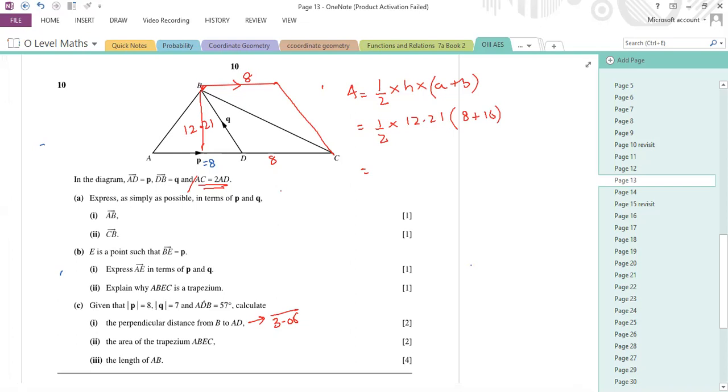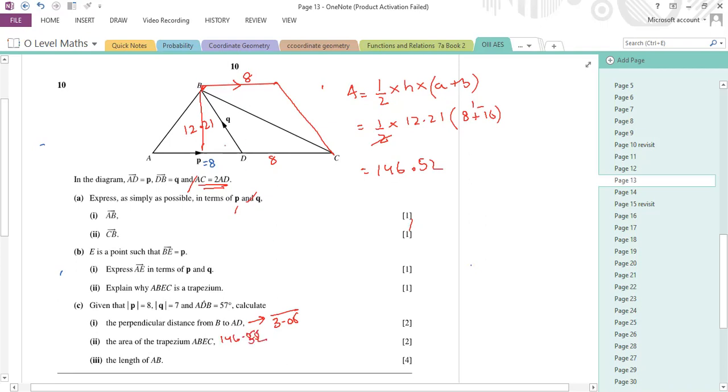Let's calculate it. So it is half into 12.21 multiplied by 24. Okay, it is 146. So 6 into 24, 146. There's no problem in it. Just cross check it: 12 multiplied by 12.25. So it is 146.52. 146.52 is your answer.